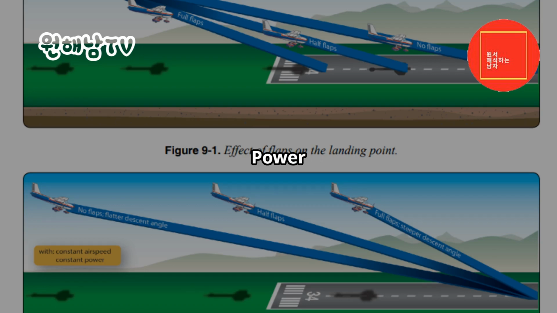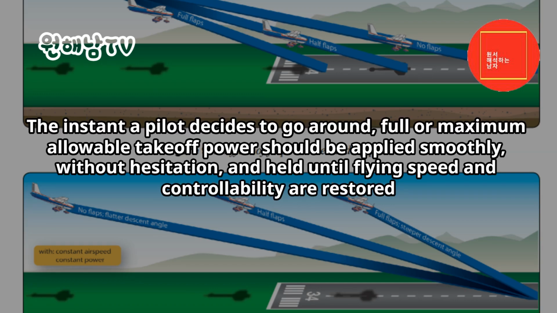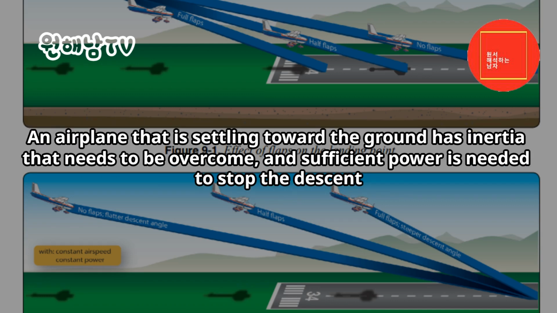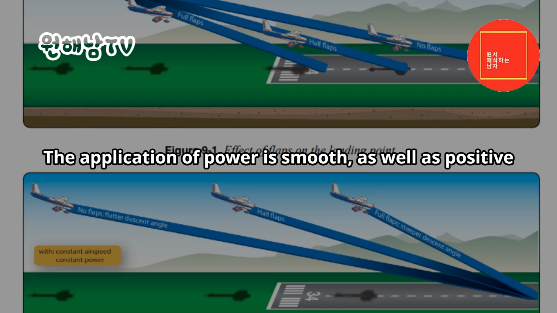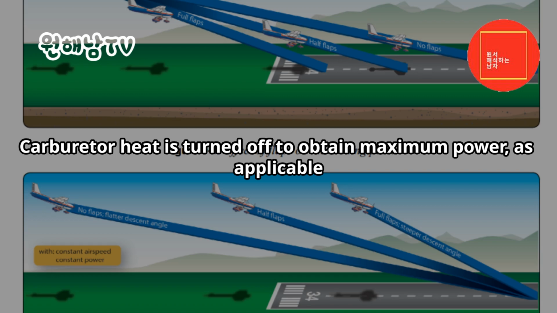Configuration. Power. Power is the pilot's first concern. The instant a pilot decides to go around, full or maximum allowable takeoff power should be applied smoothly, without hesitation, and held until flying speed and controllability are restored. An airplane that is settling toward the ground has inertia that needs to be overcome, and sufficient power is needed to stop the descent. The application of power is smooth, as well as positive. Abrupt movements of the throttle in some airplanes cause the engine to falter. Carburetor heat is turned off to obtain maximum power, as applicable.